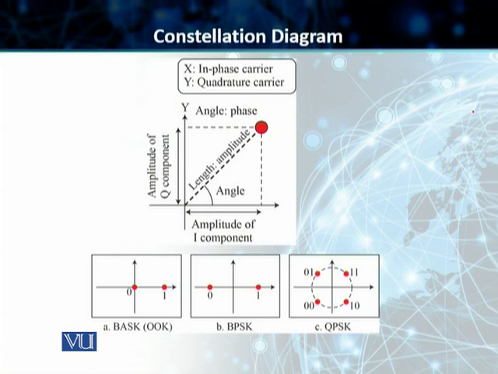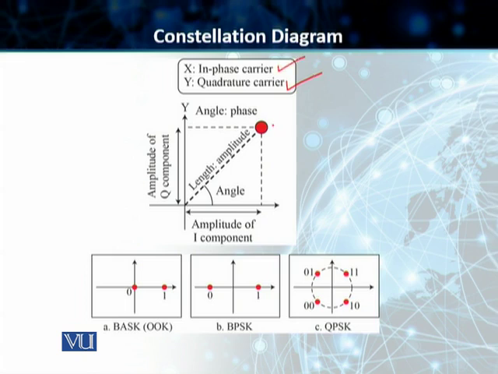Students, the diagram has 2 axes. The first axis is the y-axis, and the y-axis represents the quadrature carrier. So as you will see, it will represent the amplitude. Then you have the x-axis, which represents the in-phase carrier.